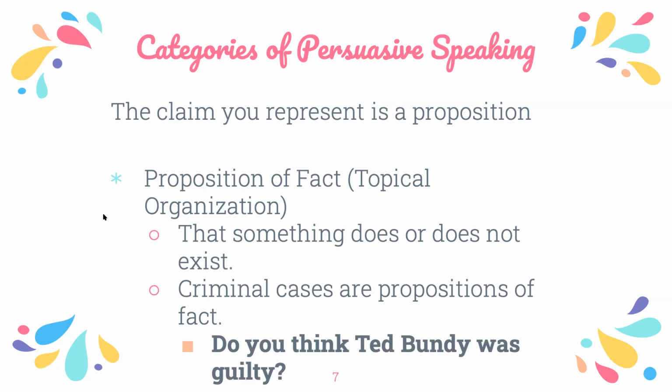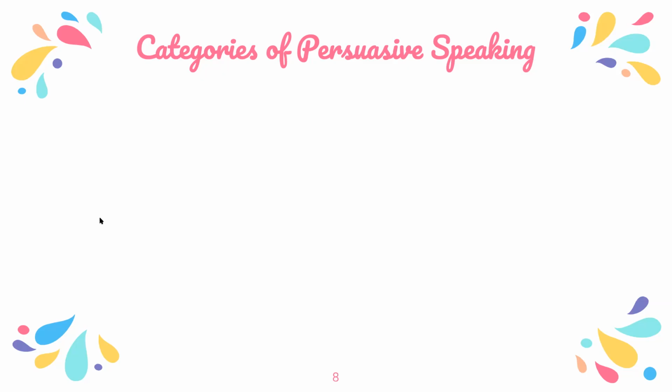A proposition of fact is also a proposition that is examined in criminal cases. So when we are watching documentaries like The Night Stalker, Ted Bundy, Son of Sam on Netflix, they're gathering evidence to prove whether that crime was committed by that person, right? So that would be an example of a proposition of fact.